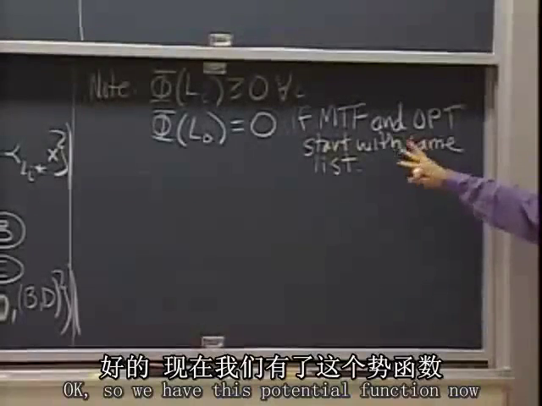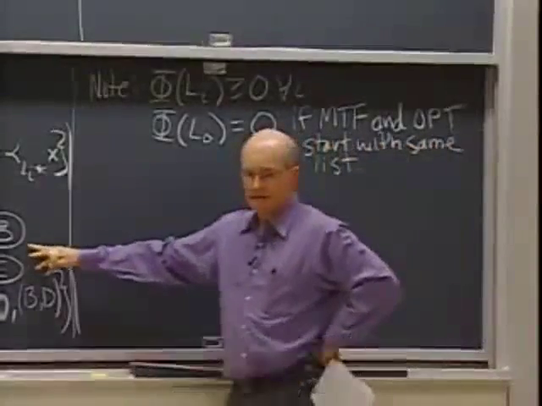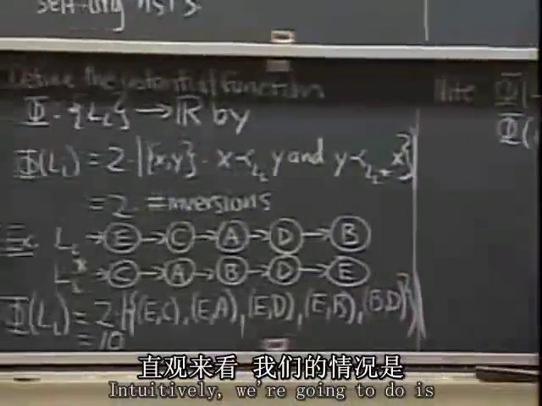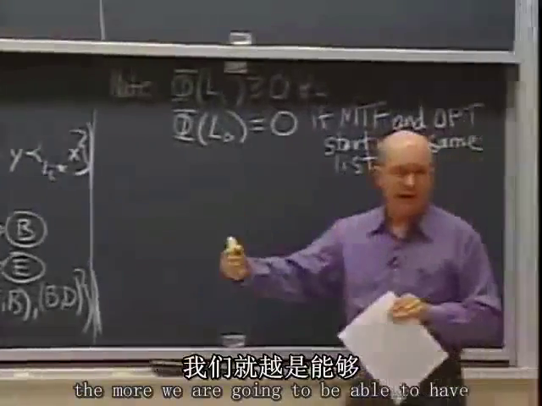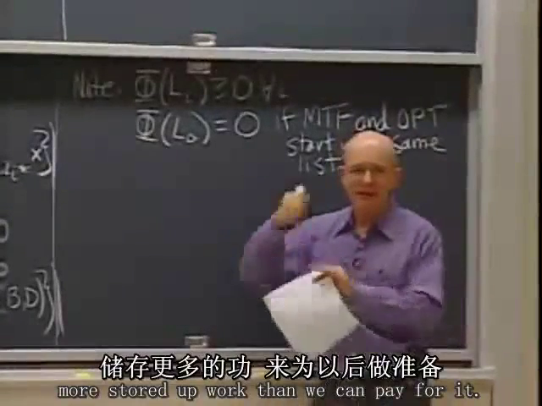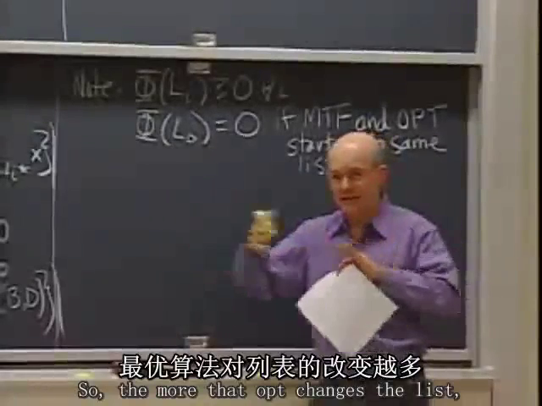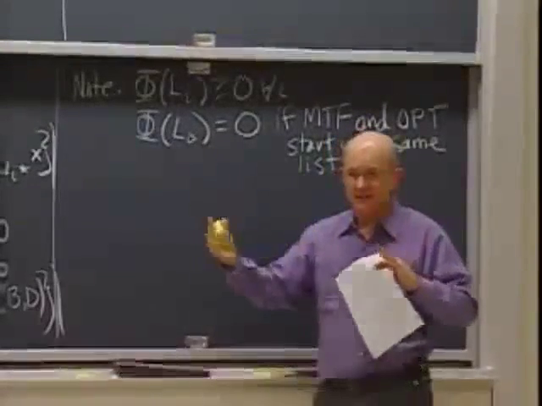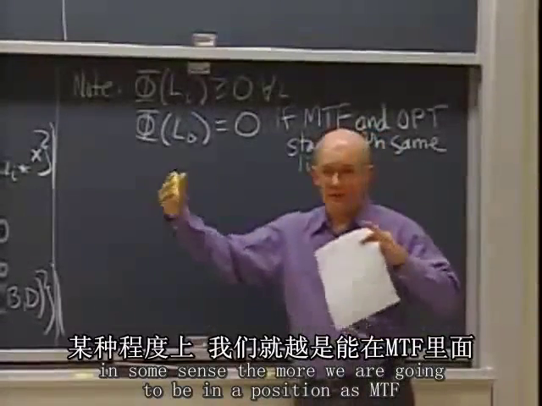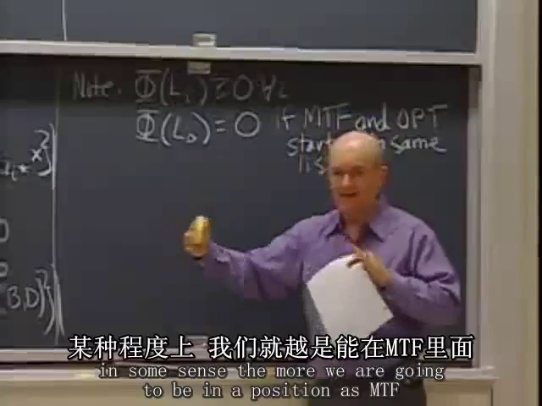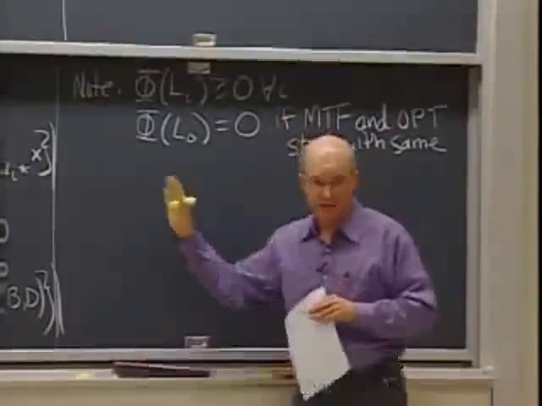So we have this potential function now that's counting up how different these two lists are. And intuitively, the more differences there are in the lists, the more we're going to be able to have stored up work that we can pay for. That's the basic idea. So the more that OPT changes the list so it's not the same as ours, in some sense, the more we're going to be in a position as MTF to take advantage of that difference in delivering up work for us to do. And we'll see how that plays out.